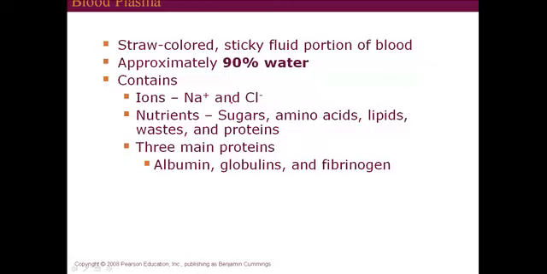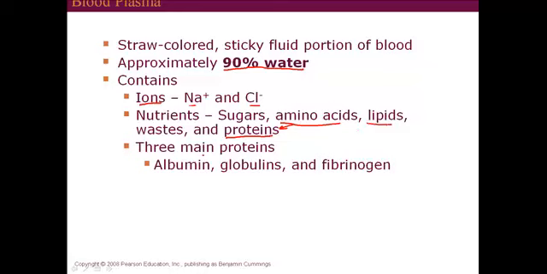So plasma is straw colored. It's a little bit sticky. You know, blood is kind of sticky, right? It's about 90% water, of course. It contains ions. These are charged particles, such as sodium and chloride. It contains nutrients, sugars, amino acids, lipids, wastes, and proteins. You have the three organic compounds that cells need to grow and maintain: proteins, sugars like glucose, amino acids, which are smaller proteins, and lipids.